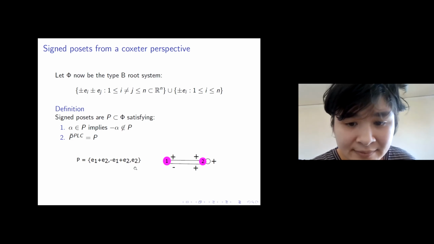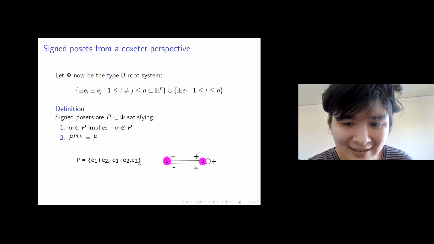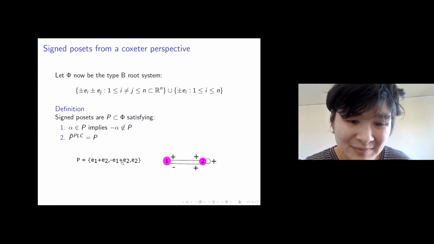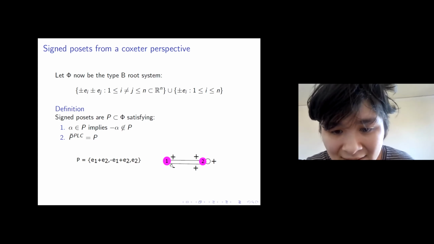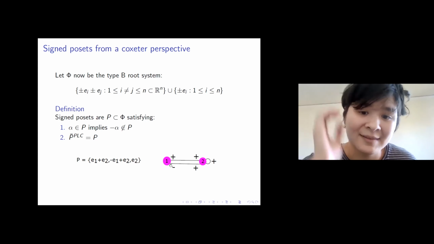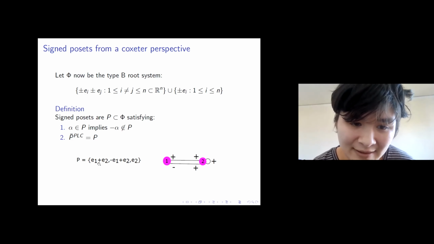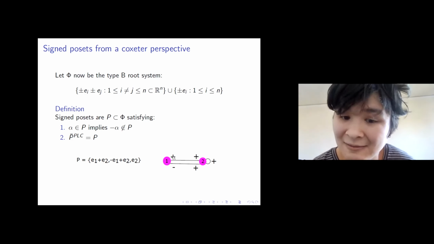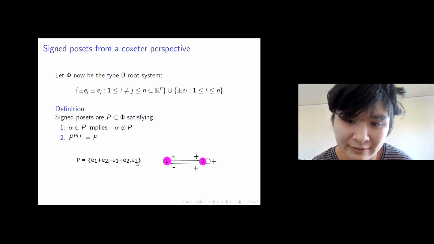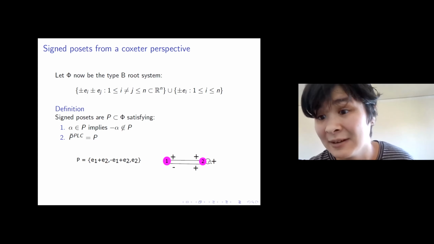So here's an example of a signed poset. Now we can have all sorts of new things like e1 plus e2 and e2. Negative e1 plus e2 could have already been in a regular poset. I'm going to represent these signed posets with double signed graphs. I'm going to represent e1 plus e2 as a line between 1 and 2 with plus plus. And then I'm also going to represent e2 by just a loop around point 2 that's labeled with plus.